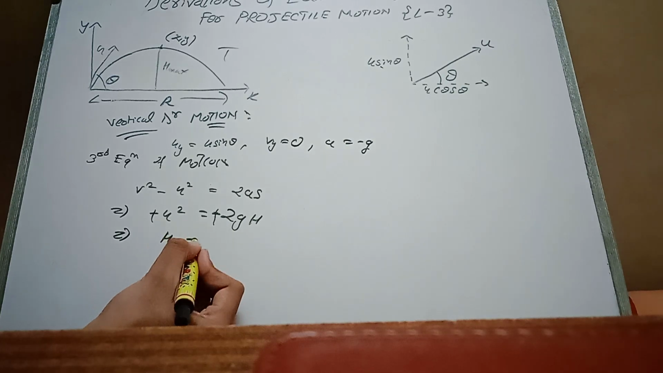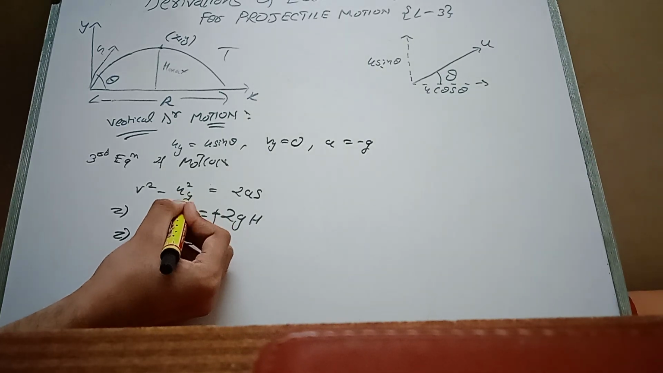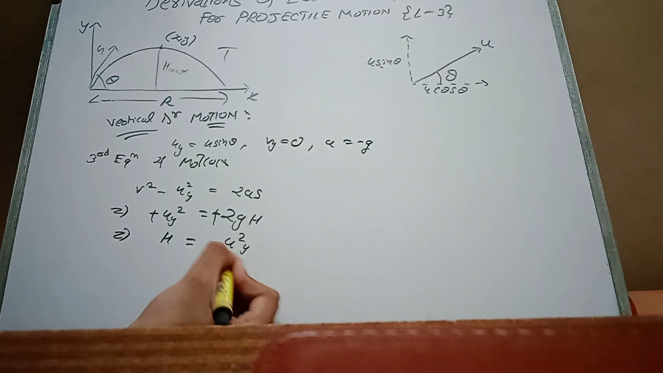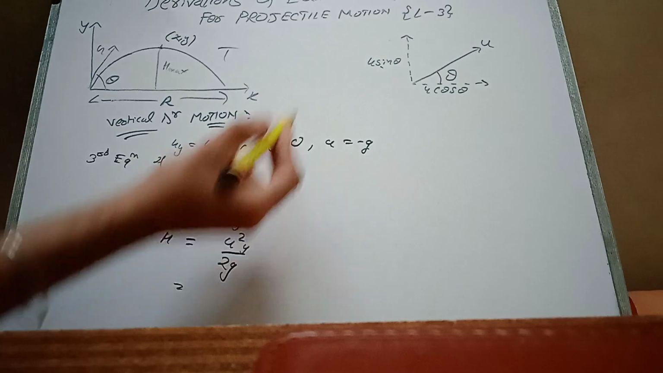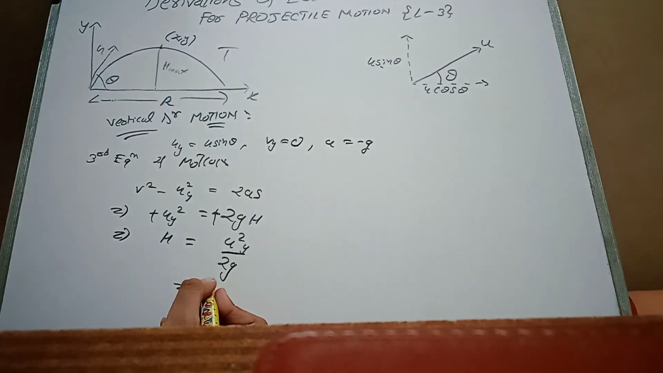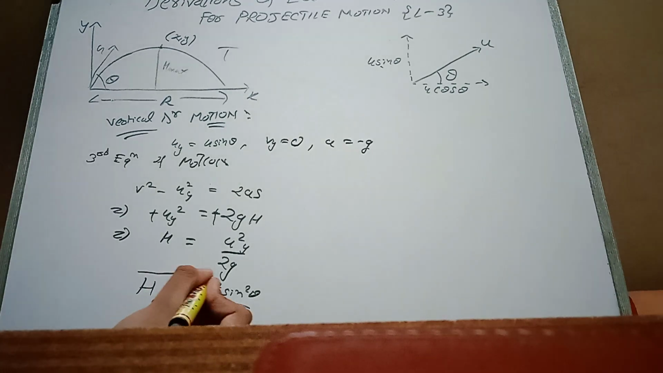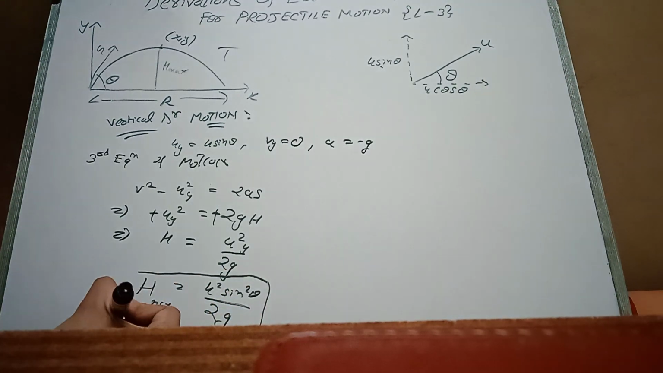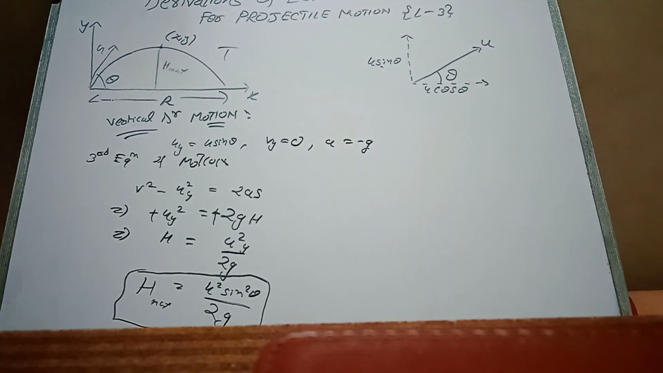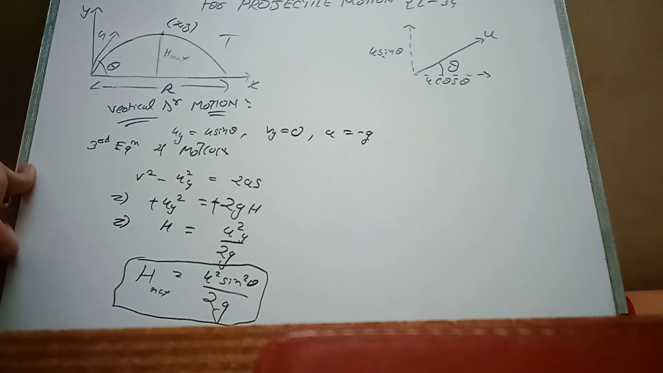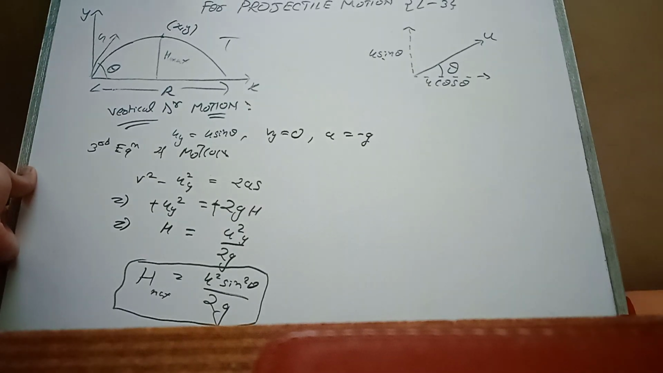So what is the answer? H equals, write uy here, H equals what? u square y upon 2g. And what is uy? u sin theta. So u square sin square theta, I have squared both the terms, u square sin square theta upon 2g, and that's the H max. Is this clear to you? I hope this is clear and visible too. u square sin square theta upon 2g. This is the H max.